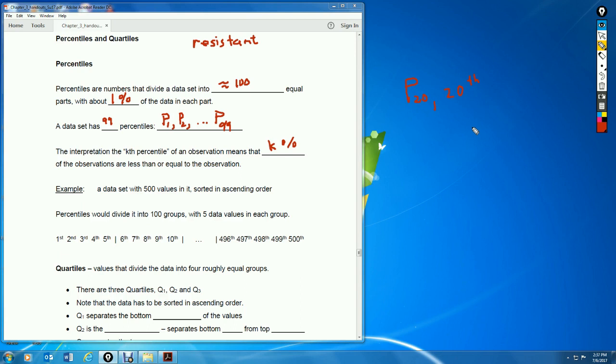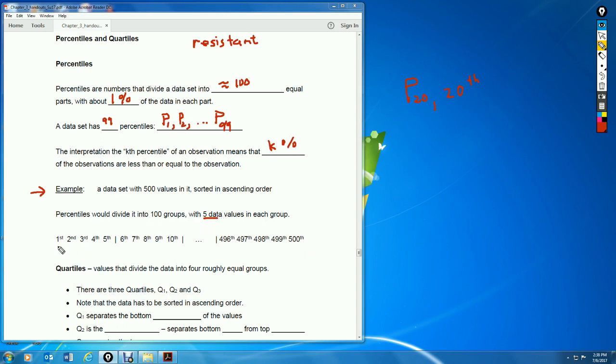Okay? So just for example, here, assume that you had a data set that had exactly 500 data values in it, and you've got them sorted in ascending order, so from smallest to biggest. And in this case, you would have exactly 5 data values in each part. The percentiles would divide it into 100 groups, 5 data values in each group.